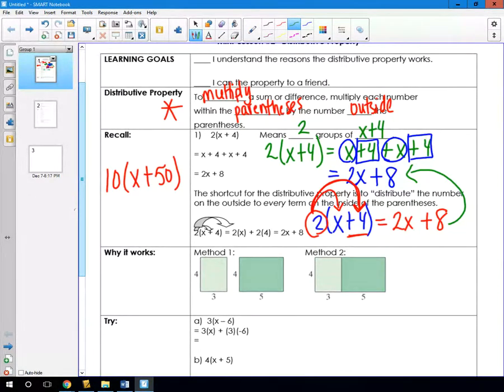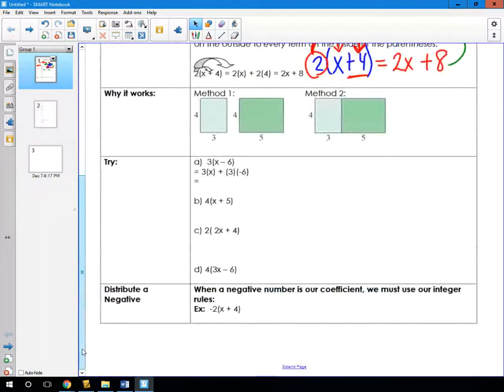We distributed everything on the outside of the parentheses by everything on the inside, okay? So I'm going to come in here and do an example with you. I want you to come down and consider this first example here. Example A. We have 3 times x minus 6. Now we said that means 3 groups of x minus 6, but instead of writing it all the way out, I'm going to use the distributive property. So I'm going to distribute that 3.